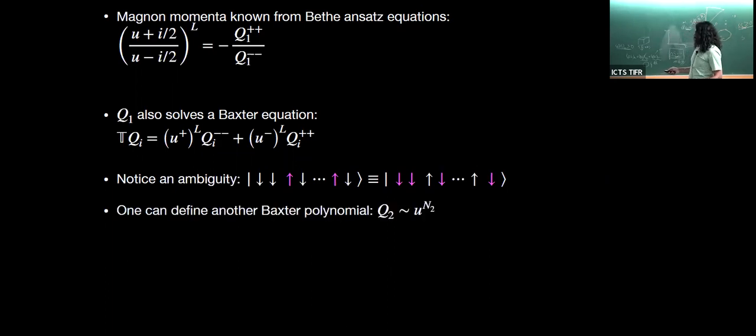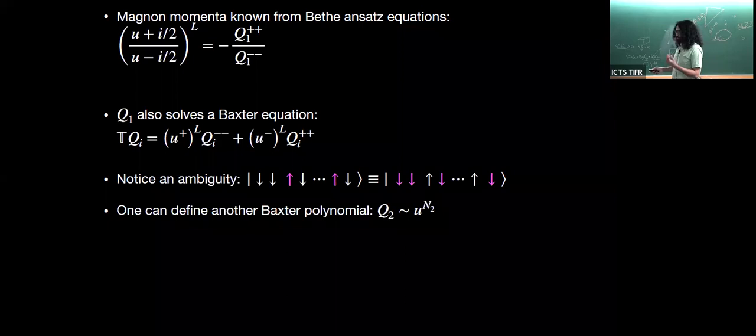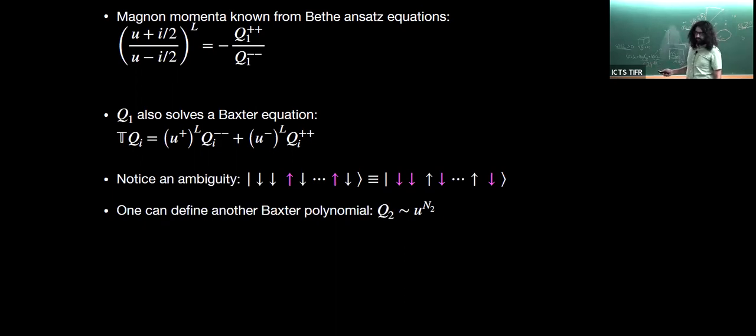And what this means is that I can define another Baxter polynomial, Q2, which has the asymptotics u to the power n2. Notice that here, the asymptotics of this Baxter polynomial is u to the n1, where n1 is the number of magnons. I can define another Baxter polynomial Q2 with asymptotics u to the n2, which also describes the same system. And this is actually a second solution to this Baxter equation. Q1 and Q2, in fact, are linearly independent solutions to the Baxter equation.